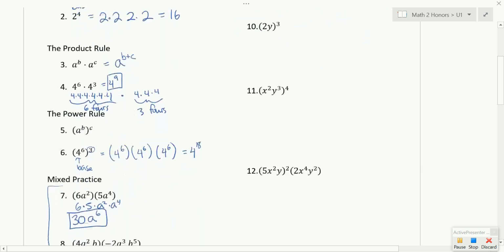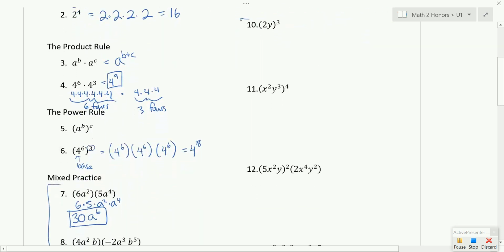Number 10 and 11, I'm going to give you time again to try that. And after you have time, again, I want you to compare with the person next to you, if you guys have the same thing.